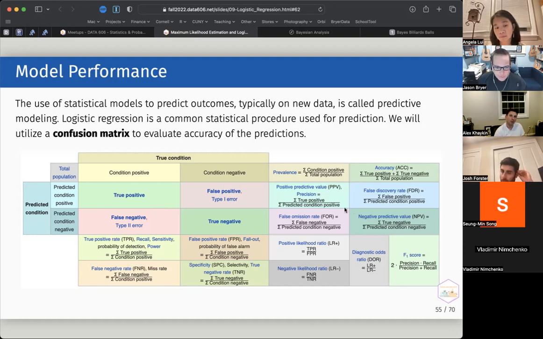So that's the framework, but then that's going to fall into having some different metrics that we're going to want. We could talk about it in terms of specificity.